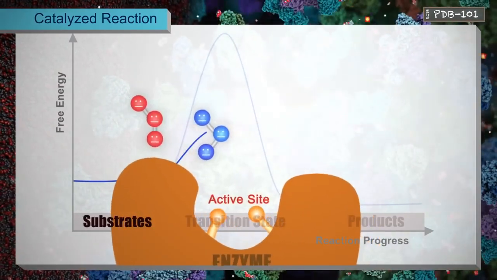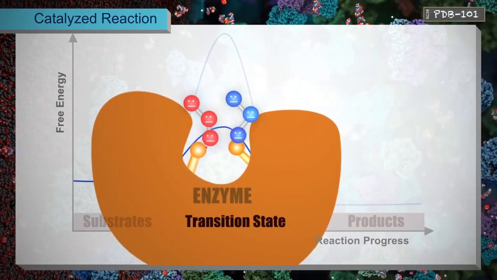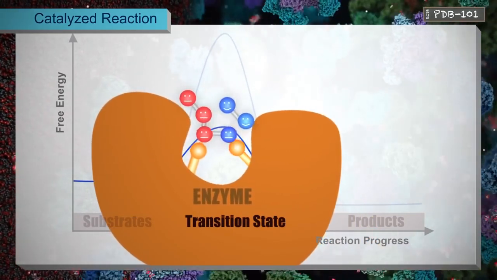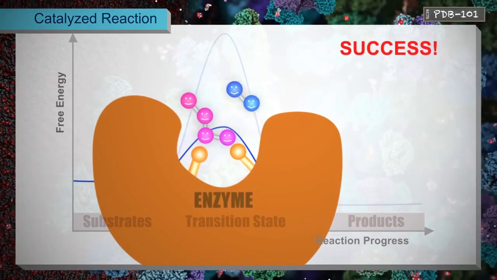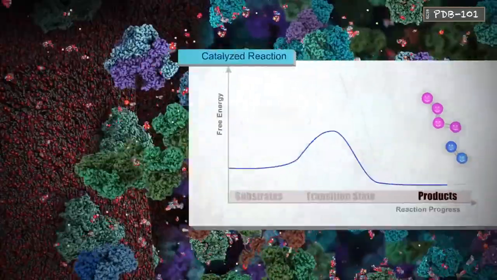An enzyme acts as a template for the reaction, binding to its substrate and holding it in the proper position to form the product. An enzyme also surrounds its substrate with reactive groups that stabilize the transition state, making it easier for the reaction to occur.